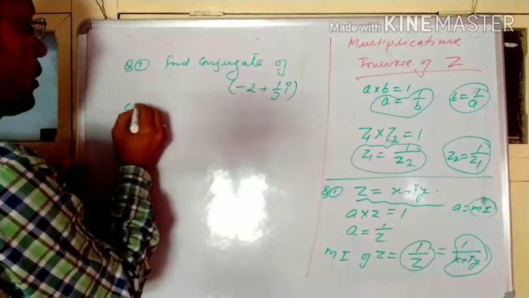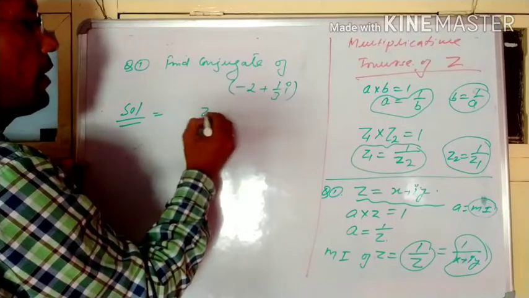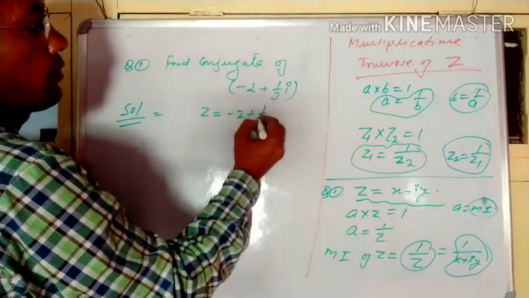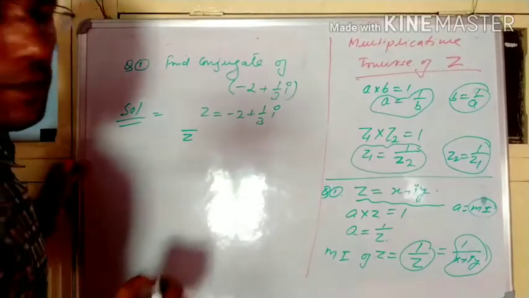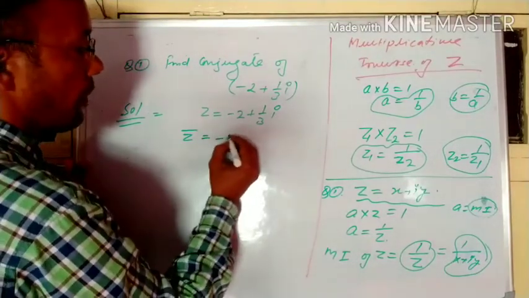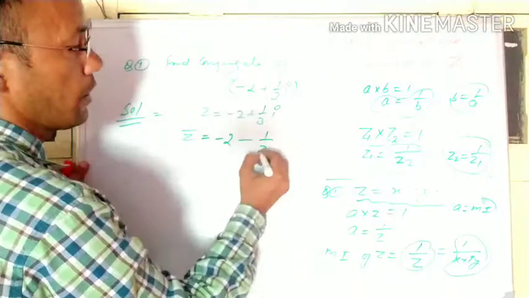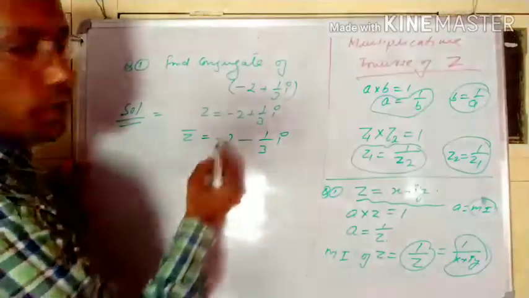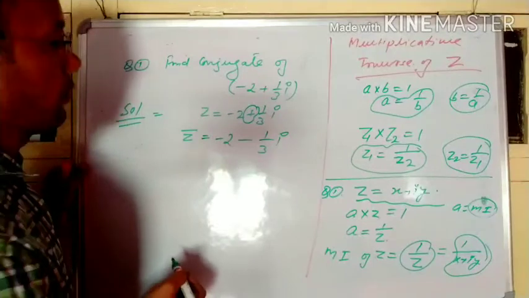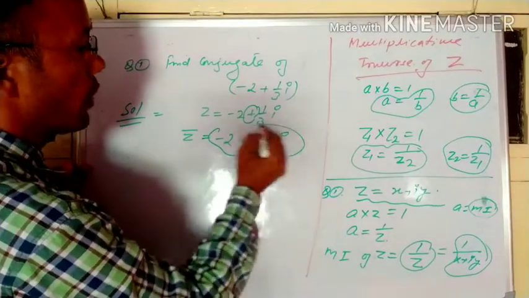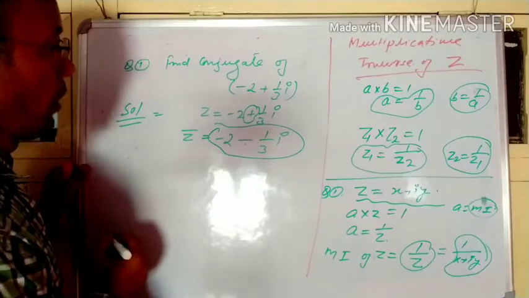So the solution is, we write Z is equal to minus 2 plus 1 upon 3 iota, then Z bar, that is the conjugate of Z, is equal to minus 2 minus 1 upon 3 iota, right? The plus sign with the iota has been converted to minus. So that is the conjugate of Z.